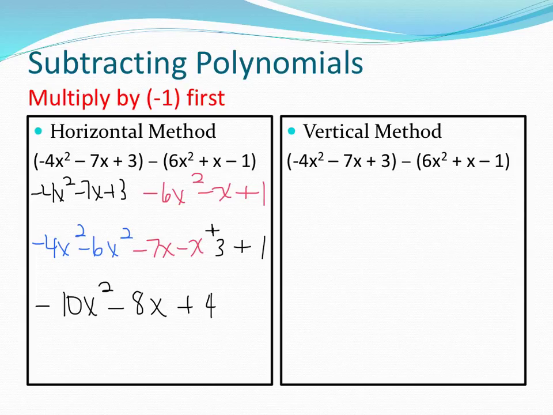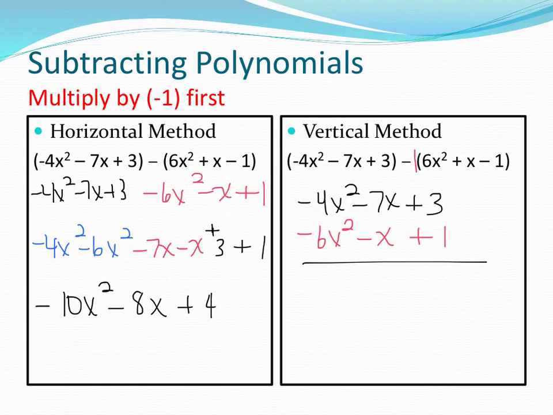Okay, for the vertical method, we're going to write the first set of parentheses, and nothing changes. But in the second set, we know that we've multiplied by a -1. So after doing that, we'll get -6x squared minus x plus 1. So now let's add -10x squared minus x plus 4. So that is how we subtract.